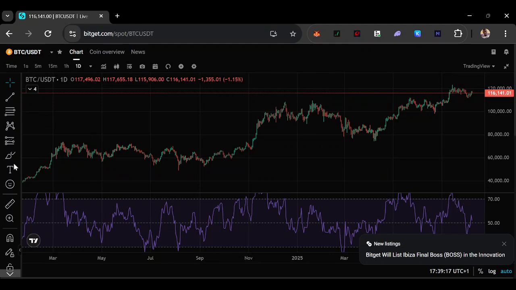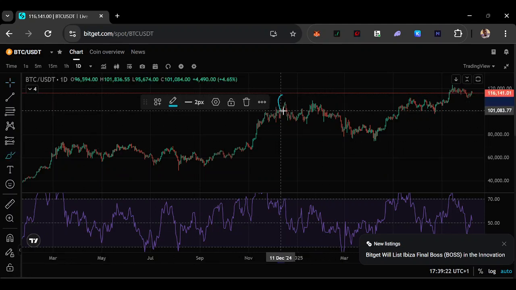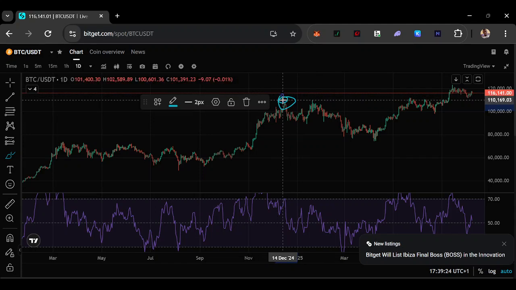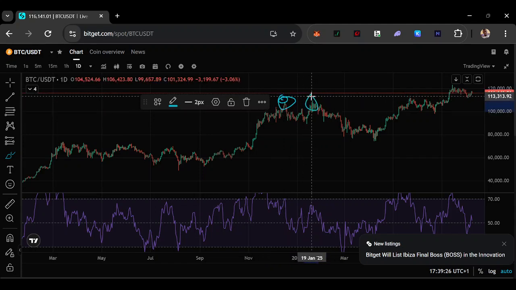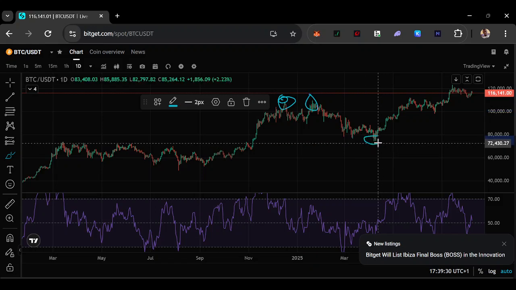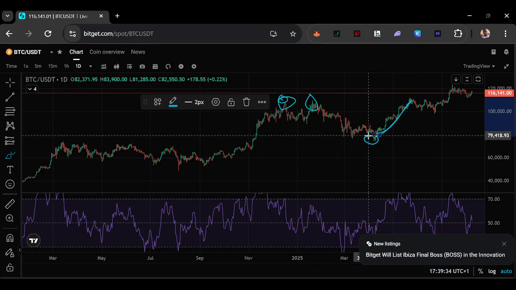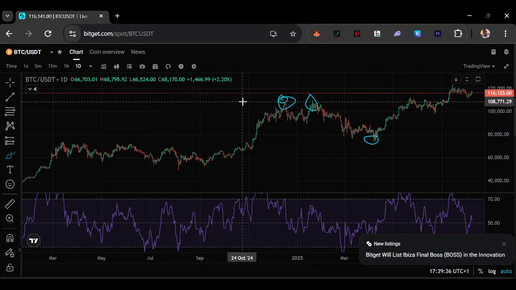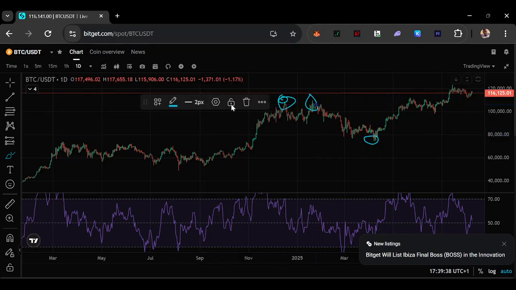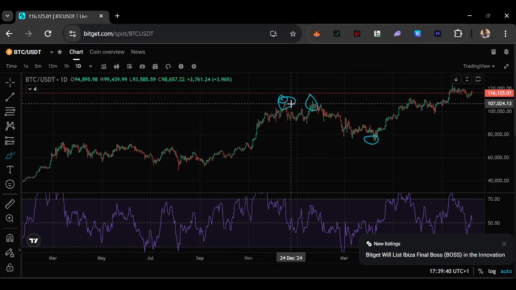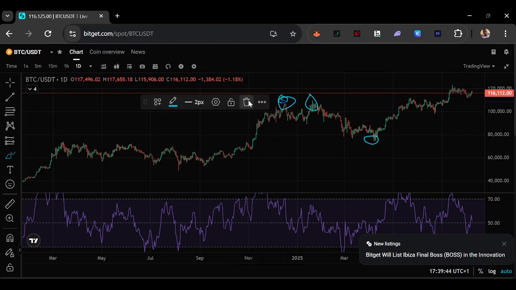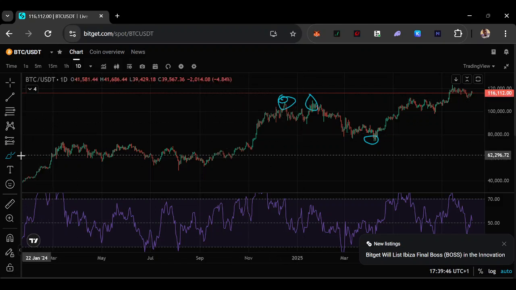Okay, so let me see if I can activate my brush. My brush is active. So when BTC got to this point, it came down. When BTC also got to this point, it came down. And then when it got to this point, it started going up. You see that now? Okay. So this is the pattern I'm going to use for this analysis. Because it actually reacted at this point, we can now say that these two points are key levels.